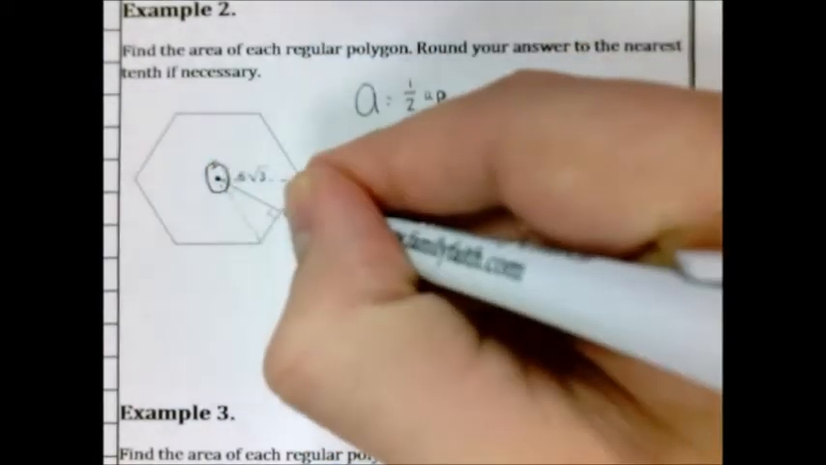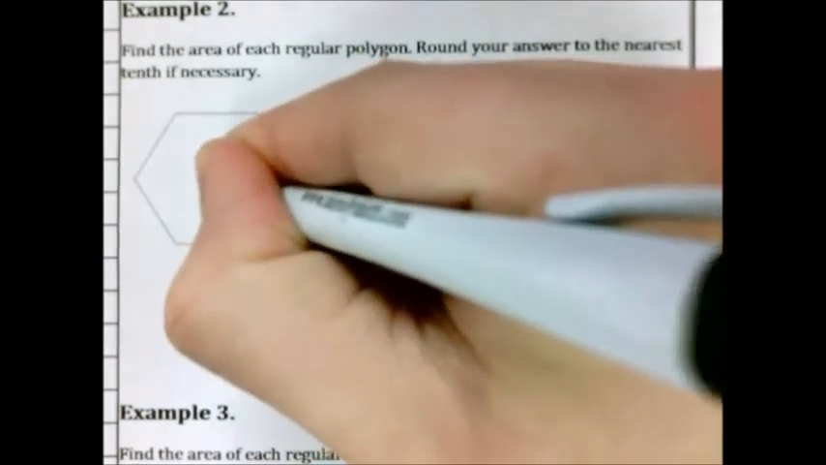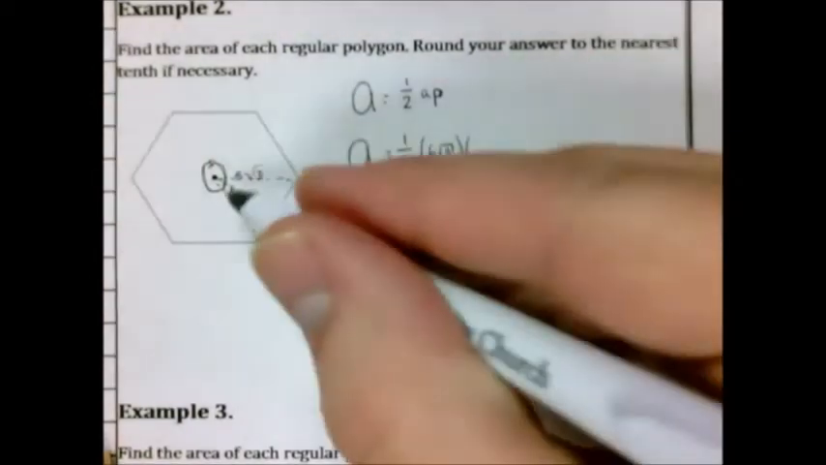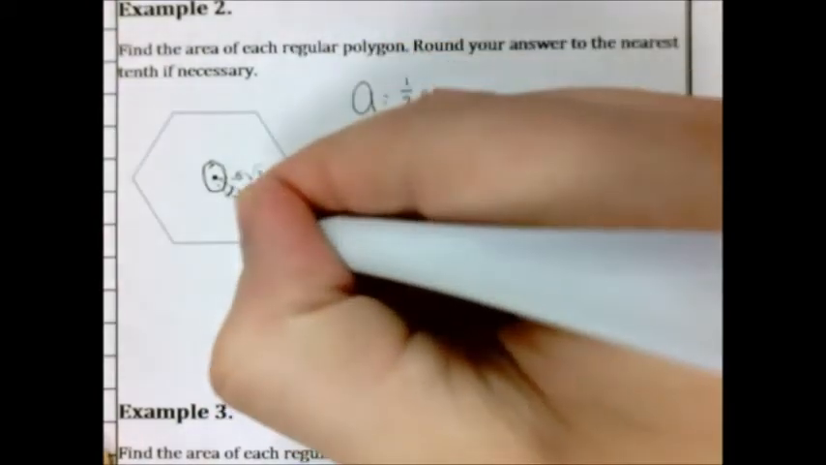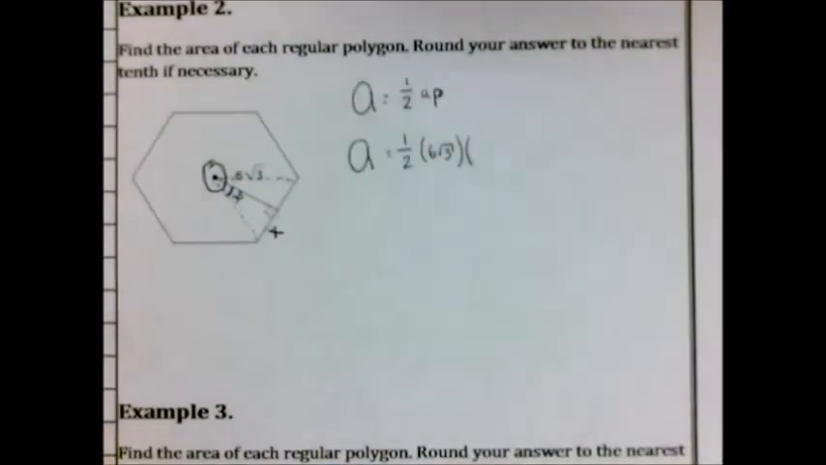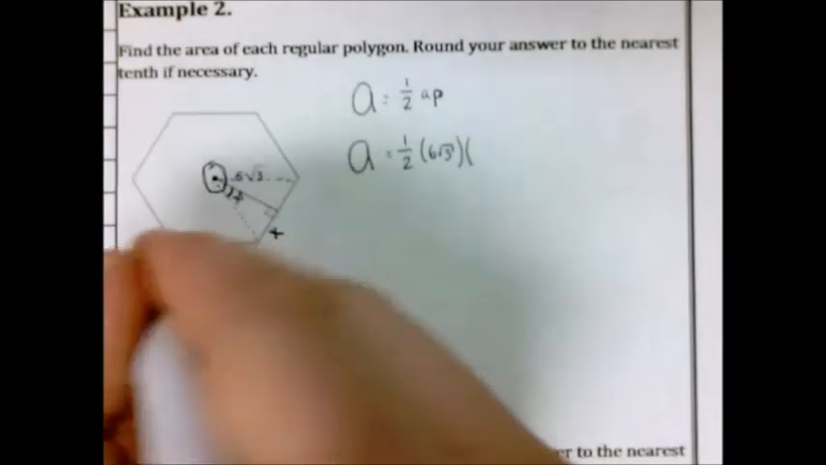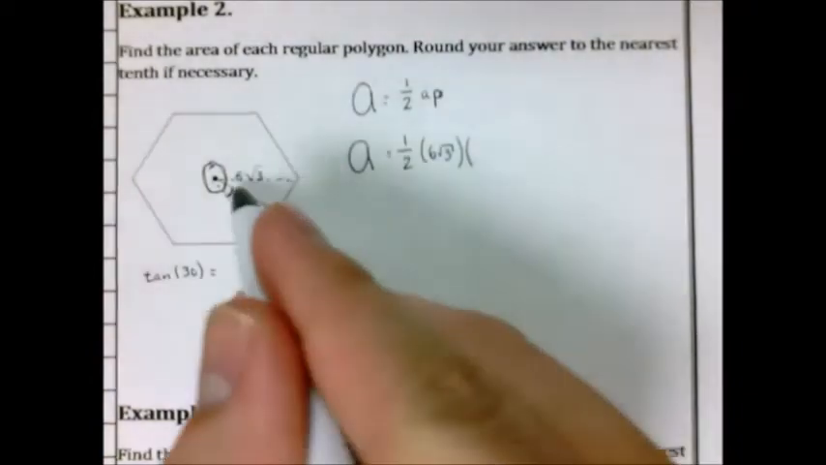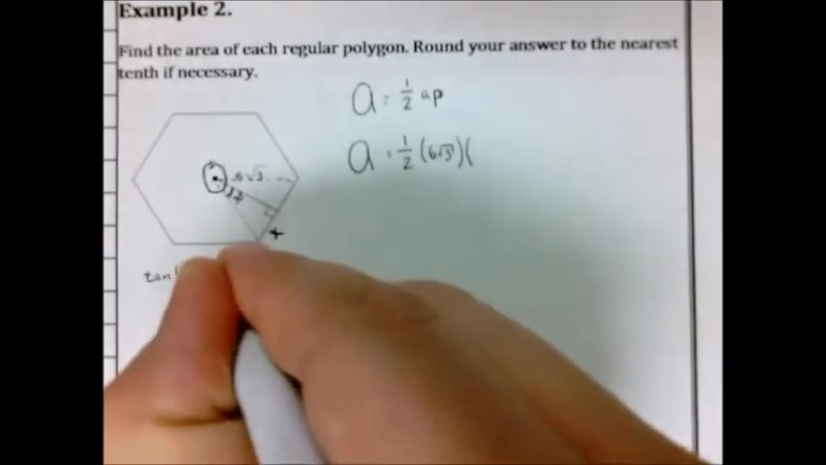Now this apothem bisects this angle, so this angle right in here is half of 60, which is 30 degrees. We already know the apothem is 6 times the square root of 3, and we want to find that little side length. Then we can use our trig functions, because opposite over adjacent means we're using tangent. So the tangent of 30 degrees is equal to our opposite, x, divided by our adjacent, which is 6 times the square root of 3.